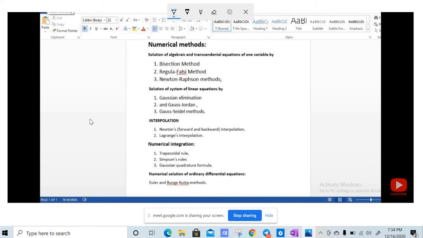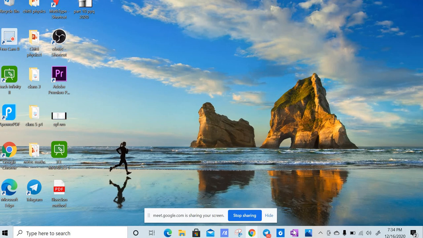And next class we will be covering the trapezoidal and Simpson rule. So in maximum 2 or 3 classes the syllabus will be completed, maximum 2 classes.